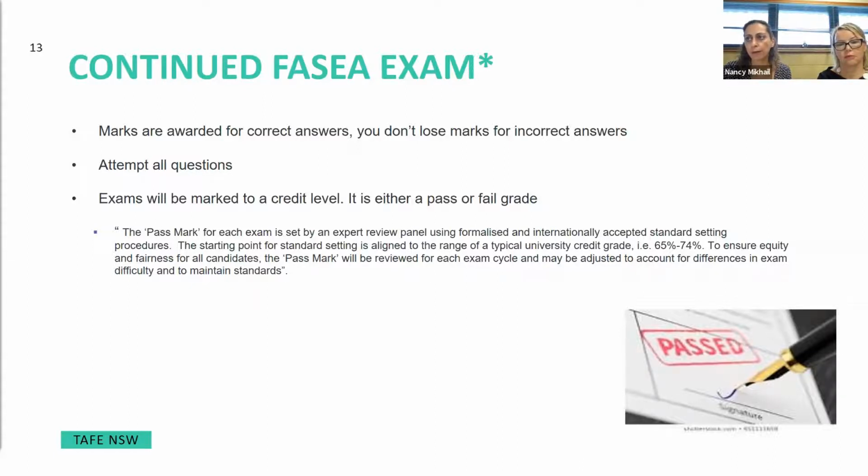As Diana stated before, the exams will be marked to a credit level. That means to pass, you need to achieve between 65 to 74 to pass that exam. So you can't get half wrong, right? It's not 50%.